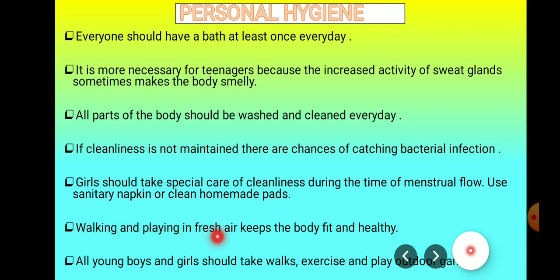Walking and playing in fresh air keeps the body fit and healthy. All young boys and girls should take walks, exercise, and play outdoor games.